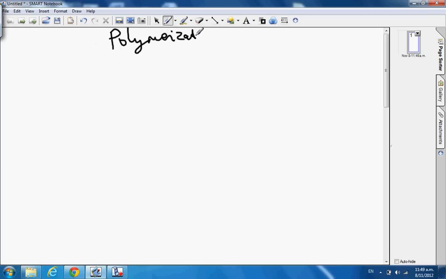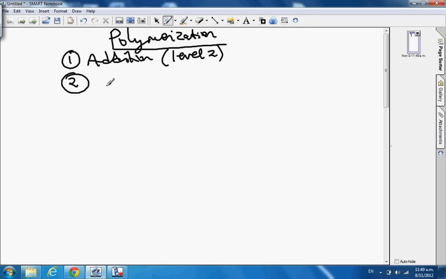Polymerization. Some people spell it with a Z, some people spell it with an S, depends where you're from. So there's two types. Addition, which was pretty much unique to just level 2. In level 3, they don't really refer to it very much in exam questions. And the second type of polymerization rather is condensation. Condensation polymerization, which is unique to level 3.